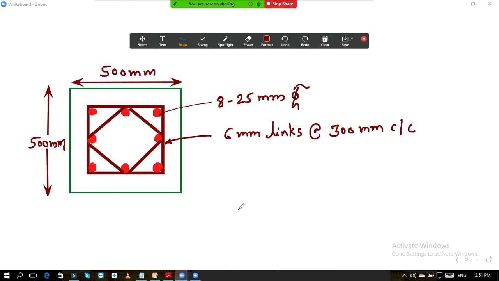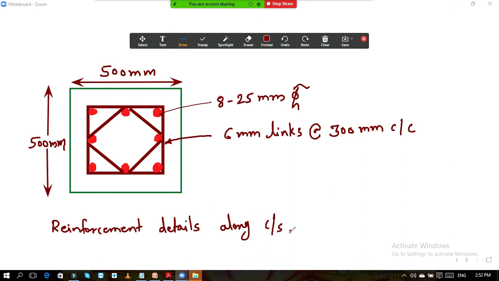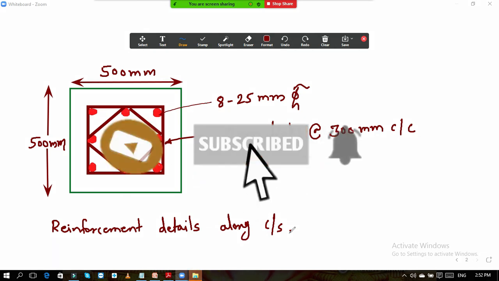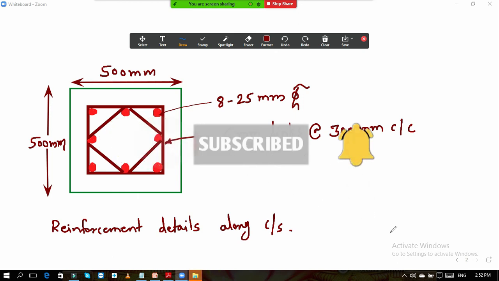So the design is very easy. Here you can give the name: reinforcement details along cross section. So these are the reinforcement details along the cross section. In this way we can provide the reinforcement to the column. The problem is very easy now. So here our problem ends.